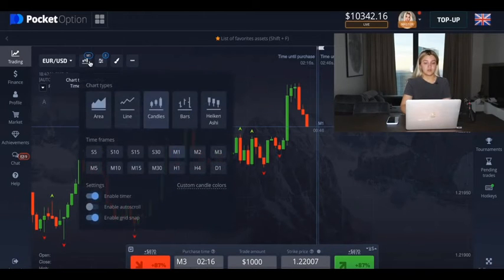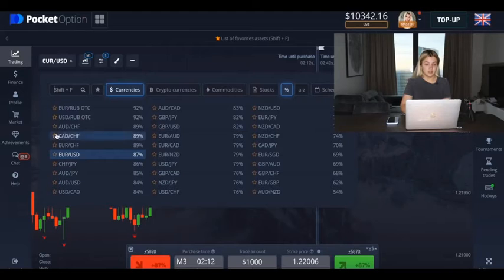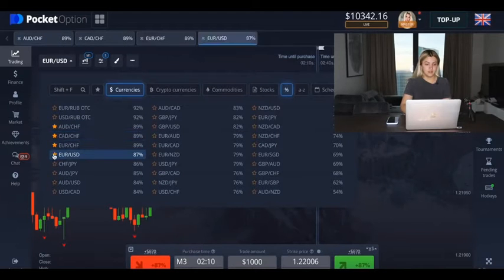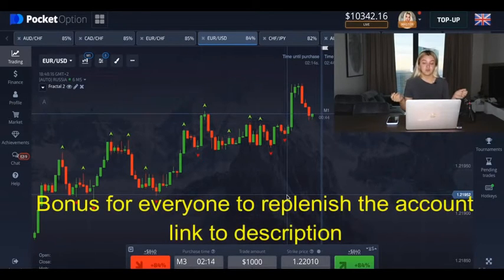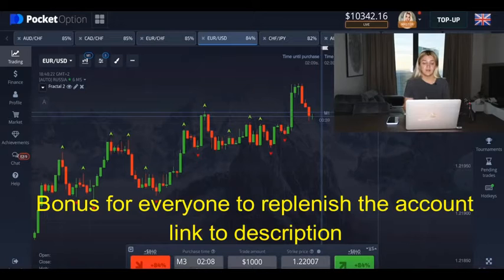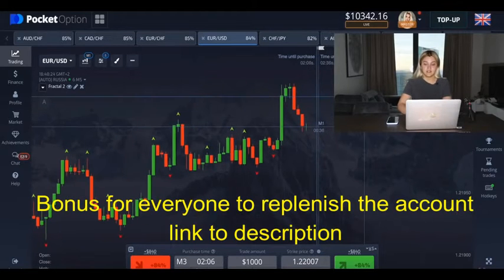Okay, I'm gonna use 1 minute time frame candles, and I'm gonna choose currency pairs with the highest payout percent. And the main thing, how this strategy works. Actually, this strategy helps us to find the support and resistance levels, and how to find them, how to read them, and let's get started.